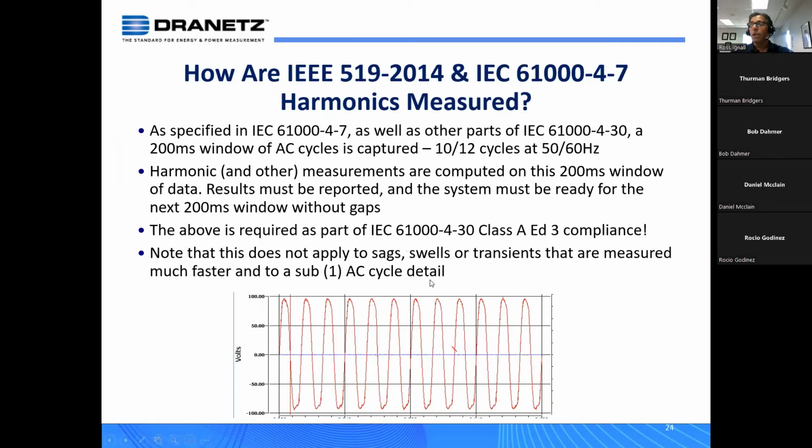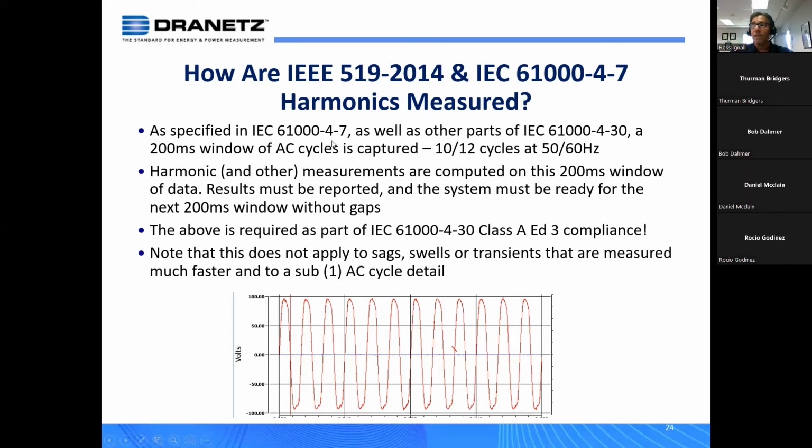So looking at it in just a little more detail, when we look at 61000-4-7, how it measures, again, as I said before, we're looking at a 200 millisecond window. At 60 hertz, that's 12 cycles, which you see here. If this were a 50 hertz example, you would see slightly fewer cycles. You would see 10 cycles displayed here, all right?